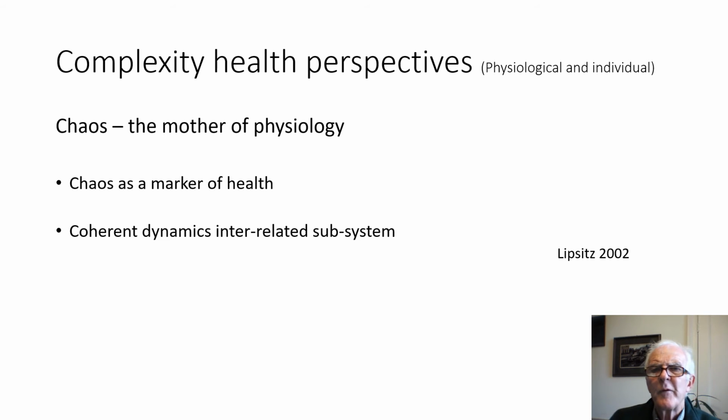And there are a number of perspectives in the literature. I think there's been a lot of work looking at chaos theory and how chaos underpins healthy interacting systems. It has been said that chaos is the mother of physiology, and we can see chaos as a marker of health, and through chaos we can see matching systems using their chaotic markers and their coherent dynamics of interrelated subsystems as healthy ways of system performance.